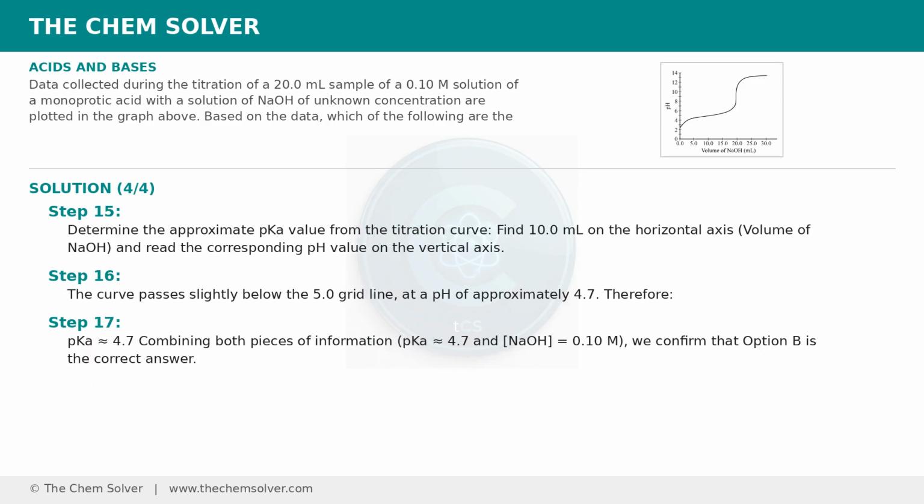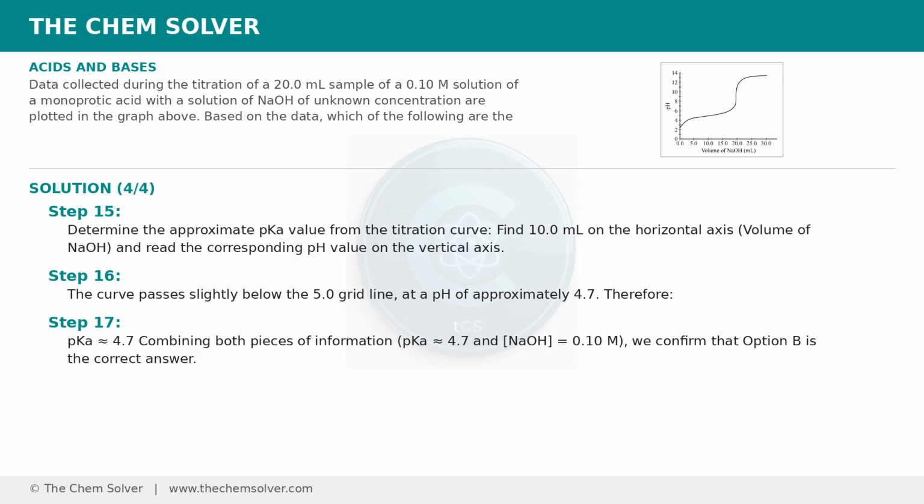Determine the approximate pKa value from the titration curve. Find 10.0 milliliters on the horizontal axis, volume of NaOH, and read the corresponding pH value on the vertical axis. The curve passes slightly below the 5.0 grid line at a pH of approximately 4.7. Therefore, pKa is approximately 4.7. Combining both pieces of information, pKa approximately 4.7 and NaOH equals 0.10 molar.